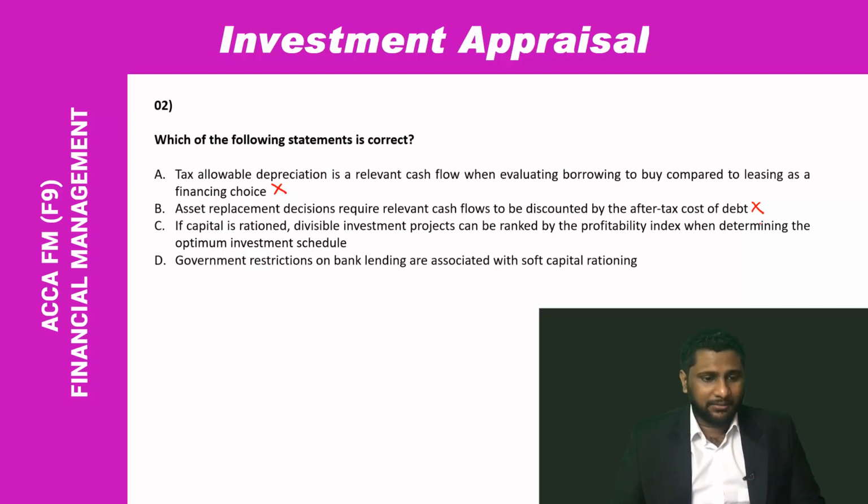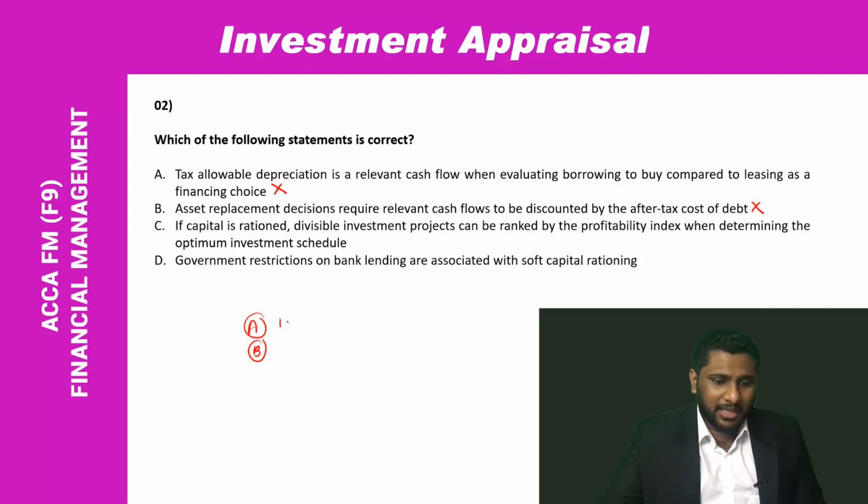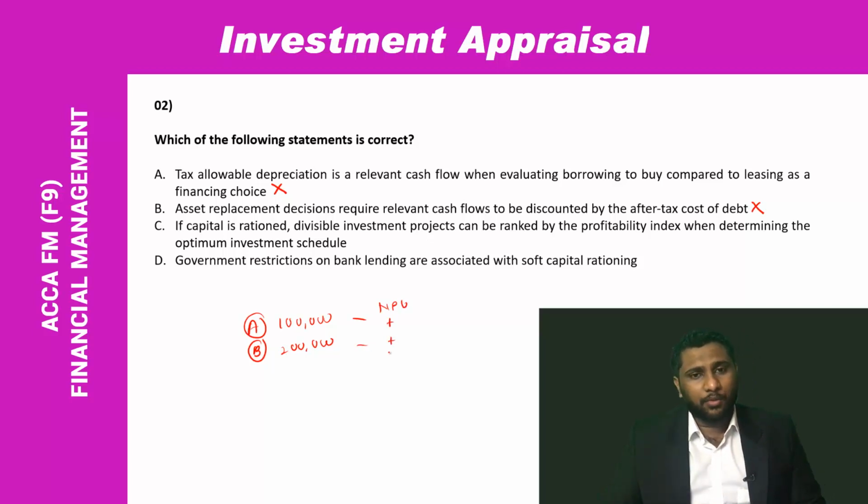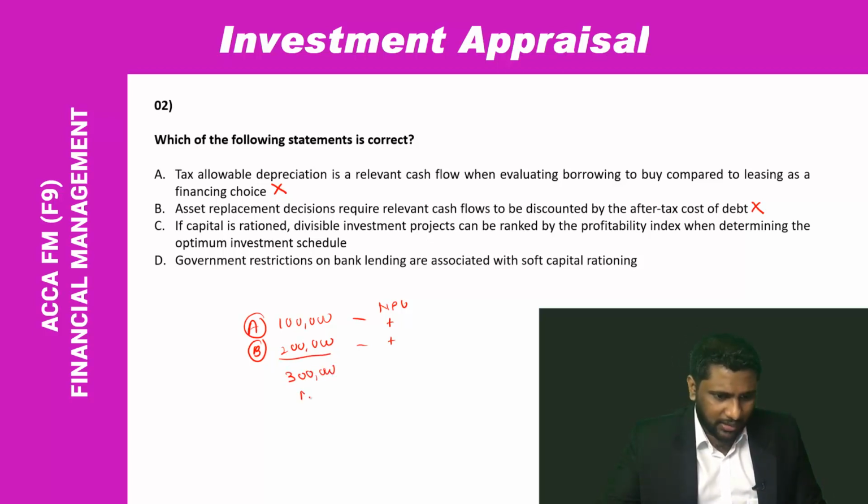If capital is rationed, divisible investment projects can be ranked by the profitability index when determining the optimum investment schedule. So you know what capital rationing means. Let's take an example. There are two projects, project A and project B. Project A requires an investment of 100,000. Project B requires an investment of 200,000. Both the projects will give you a positive NPV, we'll assume. So for you to proceed with both the projects, how much do you need in total? You need 300,000.